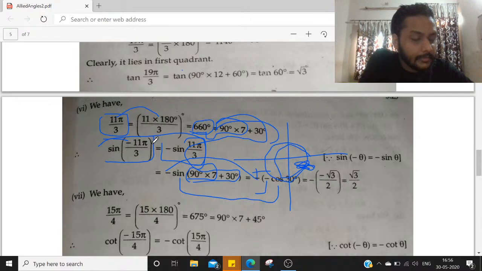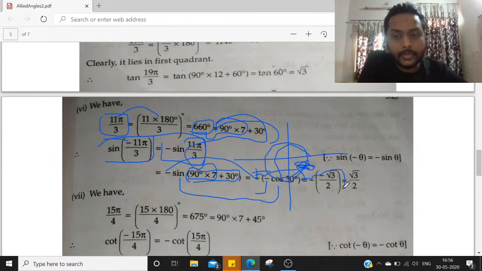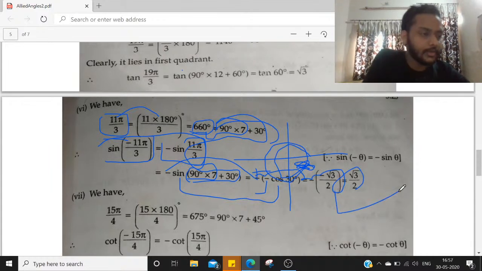Sorted everyone or not? Come on, tell me quickly. Are we clear with this? Okay. So assuming that is clear to you, now I will be writing it as minus of cos 30. That will be minus of minus root 3 by 2. That is root 3 by 2. This is my final answer. Sorted everyone?